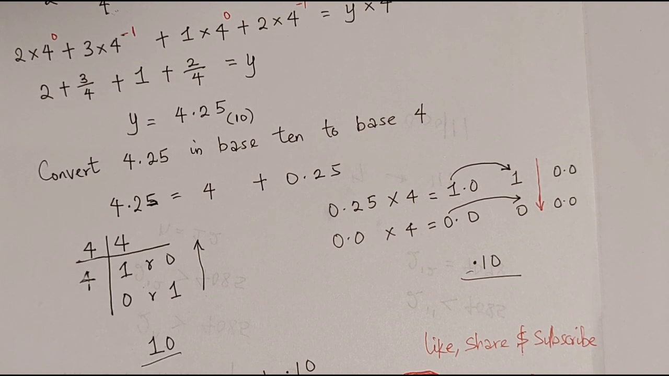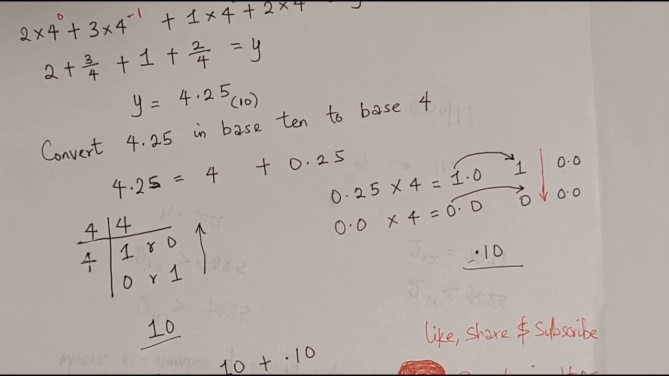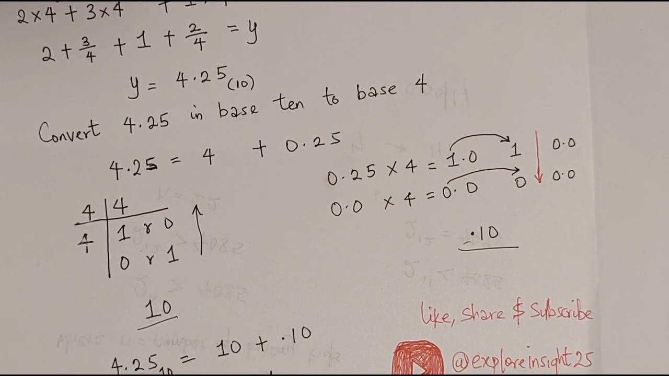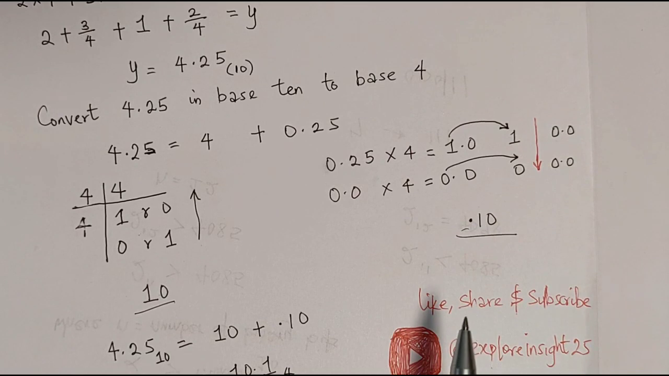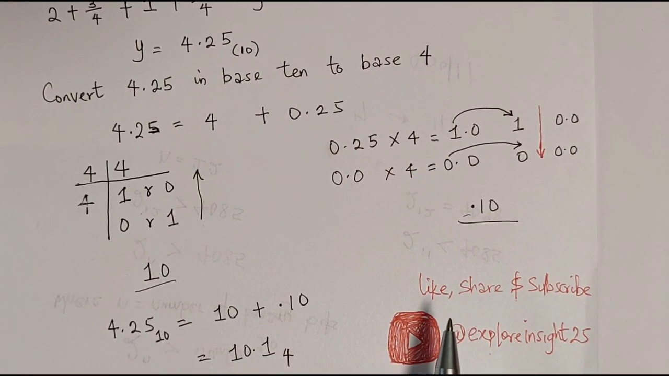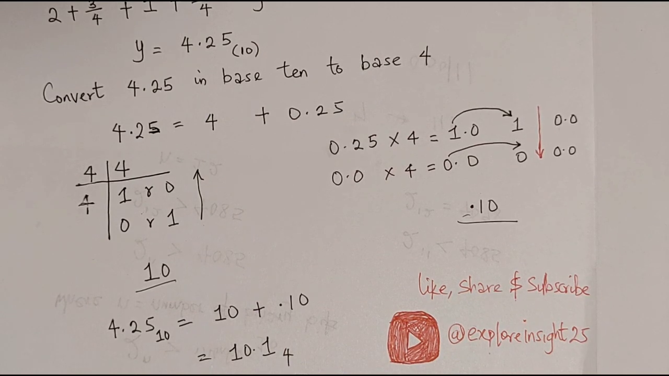Okay, so let's continue. Now putting that together, we have 4.25 equals 10 plus .10. So literally that will give us 10.1 in base 4. So our y will be equal to 10.1.